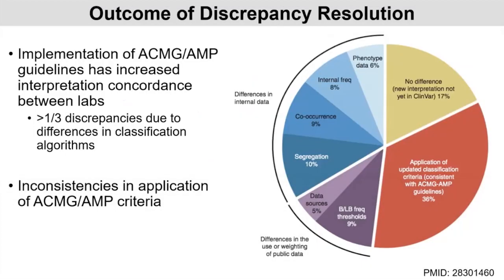Overall, moving to the ACMG AMP guidelines has helped laboratories be more consistent in their interpretations. In this study, where we had clinical labs reassess variants that previously had differing interpretations, we saw that just using the ACMG framework resolved about a third of these differences. However, inconsistencies can still apply in how a laboratory chooses to apply a specific piece of evidence and how much weight they give it.